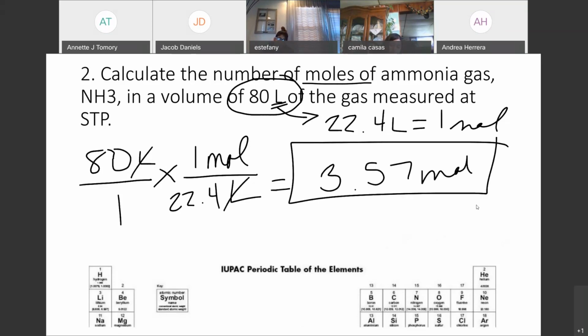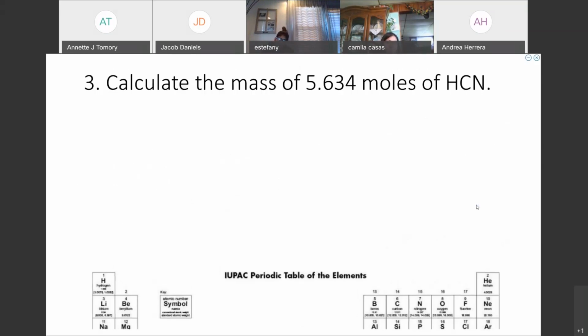There you go. Too easy? Yeah? All right, let me see if I have one in here with molecules, just so you have an example of that before we get out of this.